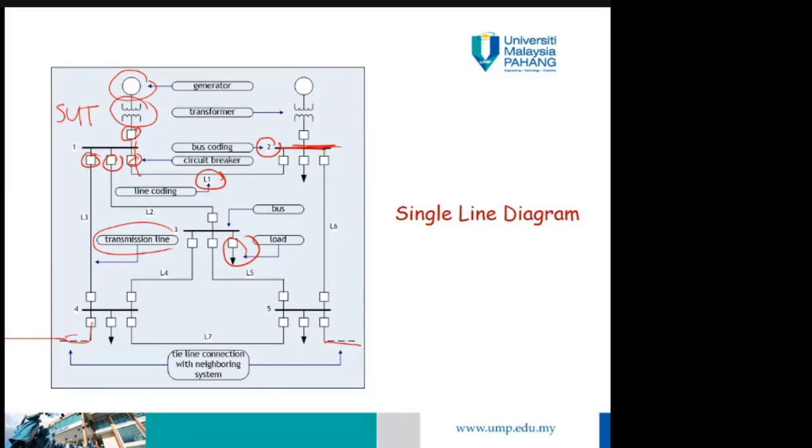When we talk about a single line diagram, this is the single line diagram. It can represent a power system network. Let's say in Pekan substation, from Pekan substation toward UMP. Let's say this is UMP. We can draw the single line diagram like this.